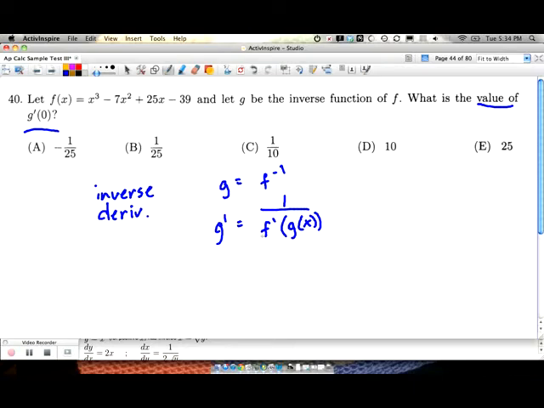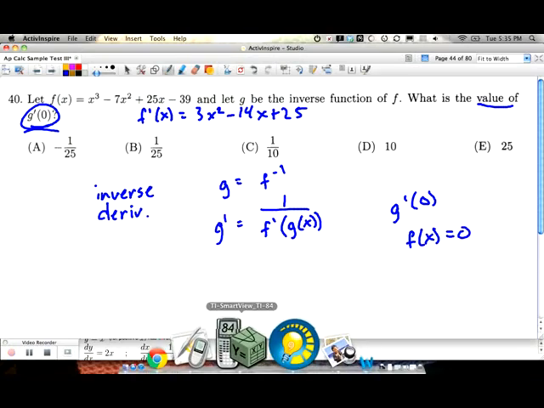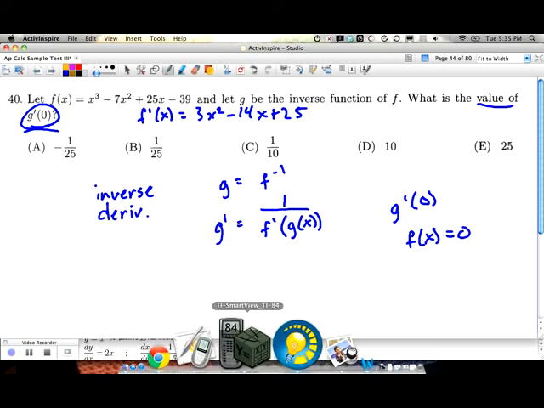Well, let's see what we can figure out from this. We can figure out f prime of x. That's not too bad. F prime of x is going to be 3x squared minus 14x plus 25. But g of x, g is the inverse. And when you're asking about an inverse function, g of 0 means when does f of x equal 0? So we need to actually plot that and then figure out that value.